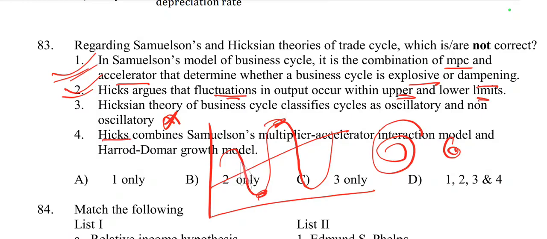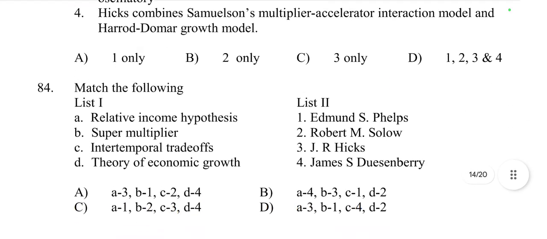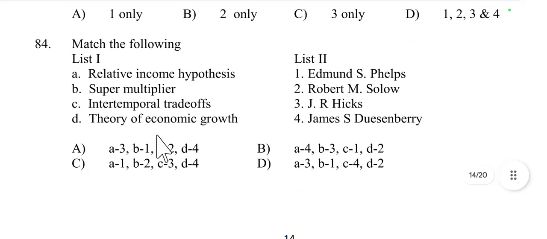Then option 4: Hicks combines Samuelson's multiplier-accelerator interaction model and the Harrod-Domar growth model. Yes, Hicks combined them, so option 4 is also correct here. Only option 3 is incorrect. Which is not correct? Only option 3, so option C is the right choice. Then come to question number 84, list 1 and list 2.